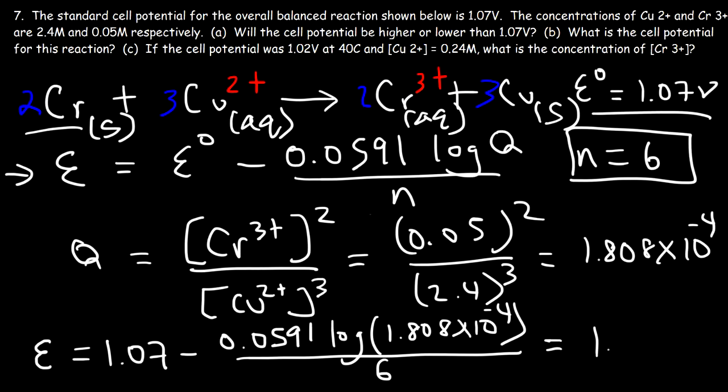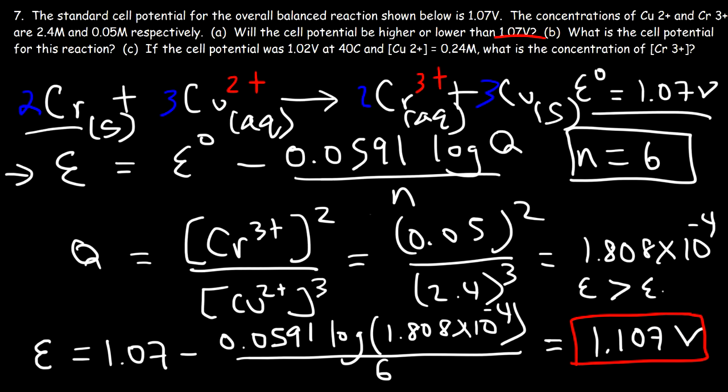So I got 1.107 volts. So notice that the cell potential went up. It's greater than 1.07. It's 1.1, or you can round that and say it's 1.11. So the cell potential is greater than the standard cell potential.